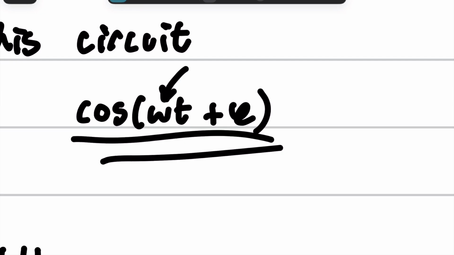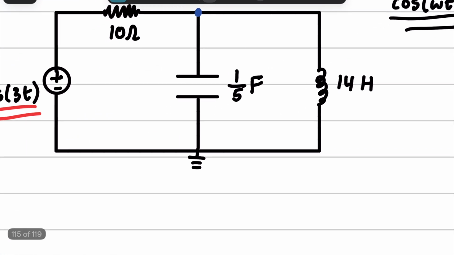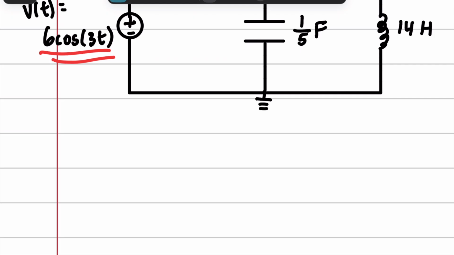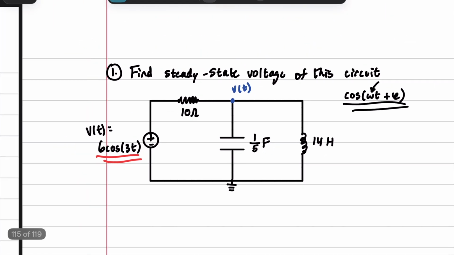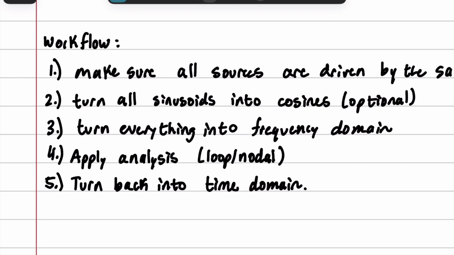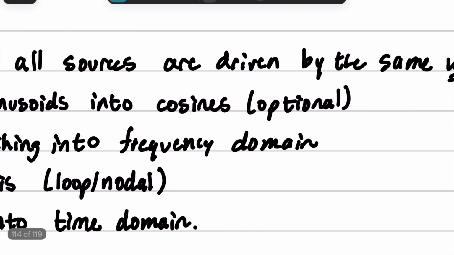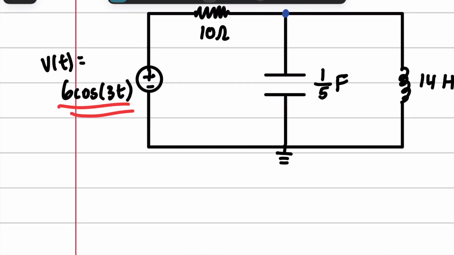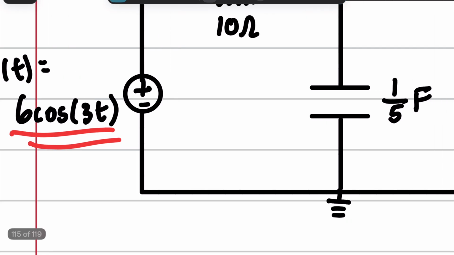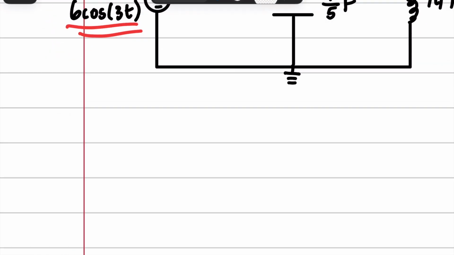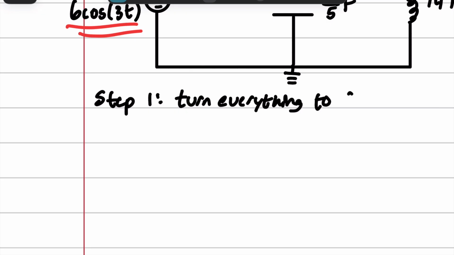And so here's our nice omega that we're trying to convert everything into the frequency domain. So let's go ahead and do that. If you notice, in step 1 and step 2, we are supposed to make sure all sources are driven by the same omega to simplify the circuit very nicely, and to turn all sinusoids into cosines. But the thing is, we only have one, and it's already in cosine, so we don't need to consider that. So let's go ahead and move on and call step 1 instead: turn everything to frequency.